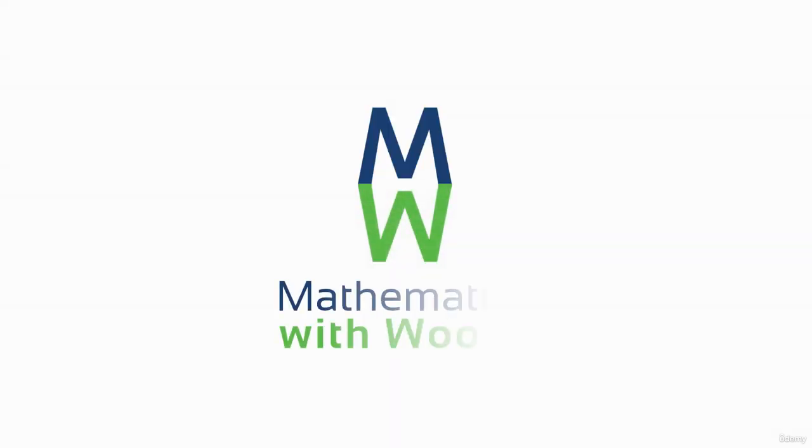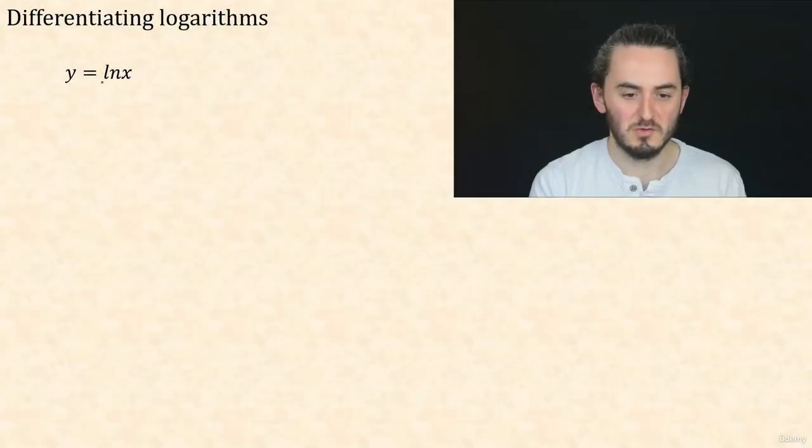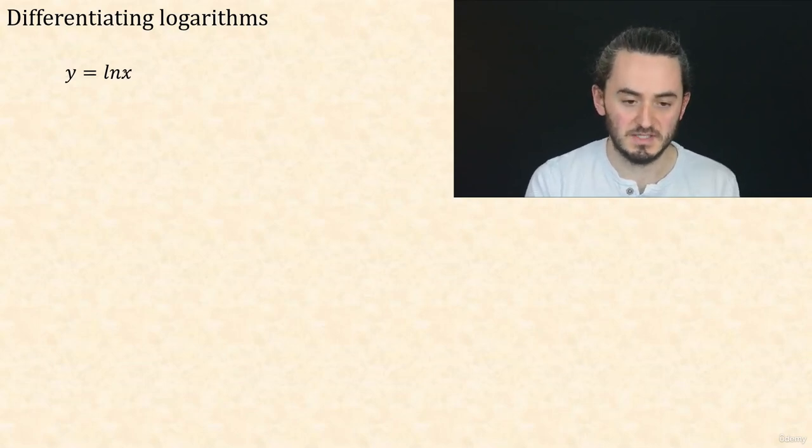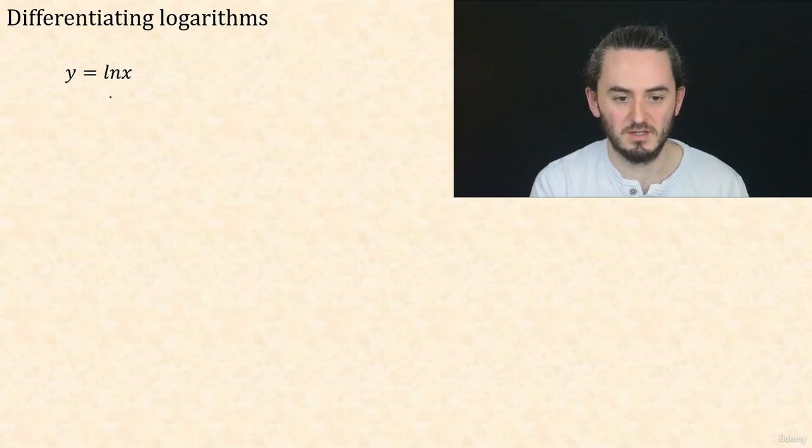In this video, we're going to look at how to differentiate the natural log of x, ln x. Let's see how to do it. So here's the challenge. We're going to try to find what the derivative of ln x is. Now, of course, I could just tell you what it is, but I think it's really important to understand where these things come from.